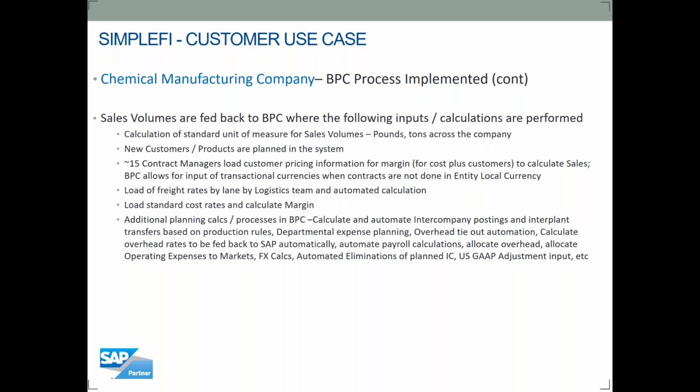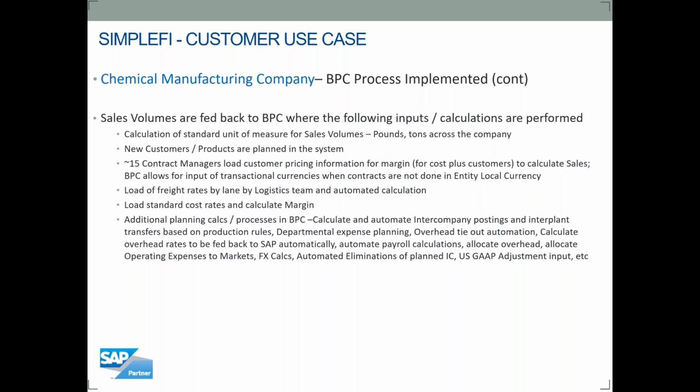And then BPC calculates the sales based off of that. We also feed BPC with standard costs from SAP at the detail level from the bill of materials. So we calculate margin, the full margin by product, by customer, by plant, by all those other characteristics automatically within the system for them. So these contract managers load that information, they hit run, it recalculates all of this, and gives them a standard margin P&L.